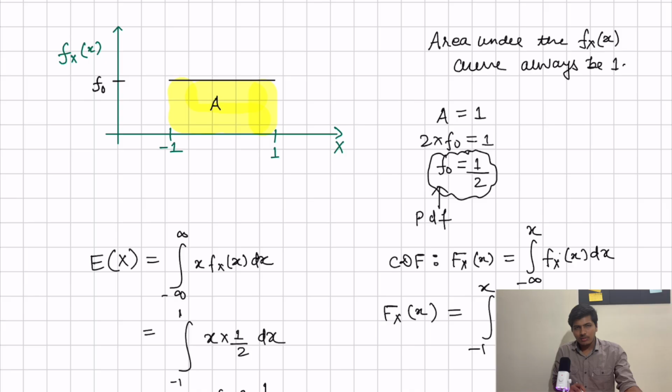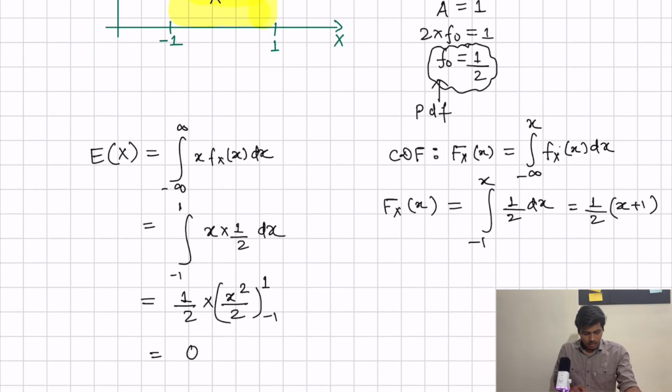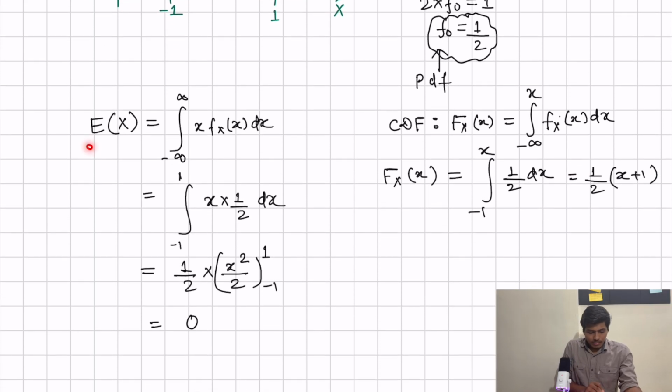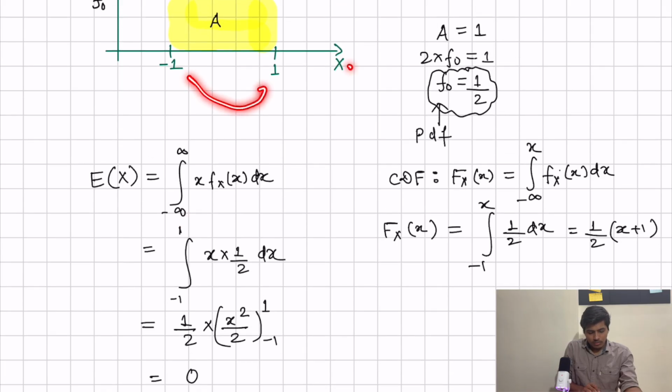Now let's calculate the expected value of x. From the definition, we know that the expected value of x equals the integral from -infinity to infinity of x times the PDF of x into dx. In place of -infinity to infinity, we have defined x from -1 to 1, so we integrate from -1 to 1, which will be equal to x times half into dx. Integrating, we will get 0. So the expected value of x is 0.